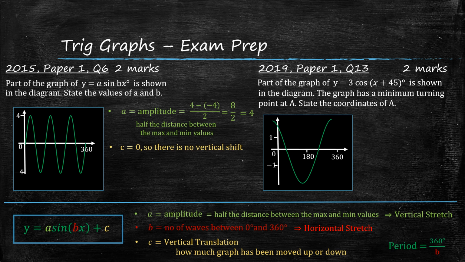Although it hasn't been asked for, just as a note, c is equal to 0. There is no vertical shift for this graph. So let's move on to work out b, the number of waves between 0 degrees and 360 degrees.